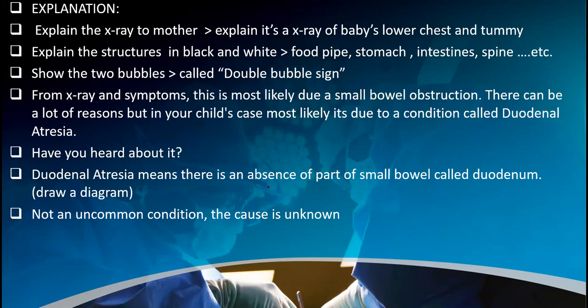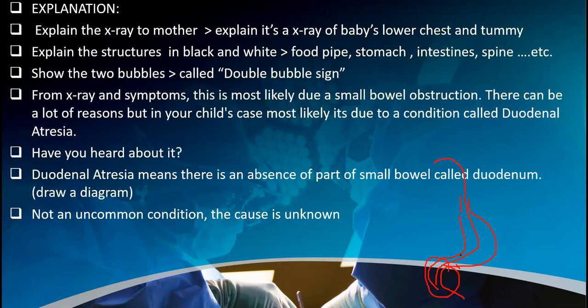Are you with me so far? Well, let me draw a picture for your better understanding. So draw the picture and say, so this is the food pipe. Food usually comes from the mouth, then goes into this tube-like structure, then to the stomach, and then to the gut. In your child's case, I'm suspecting the first part of the gut, called the duodenum, is absent.